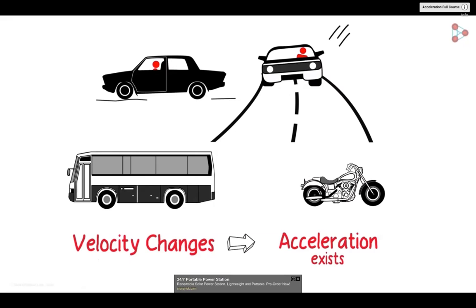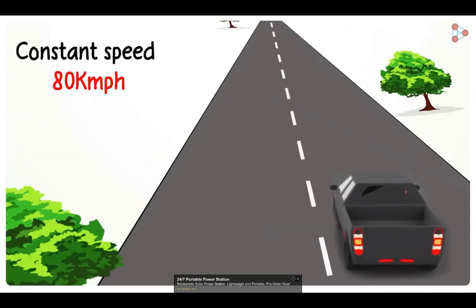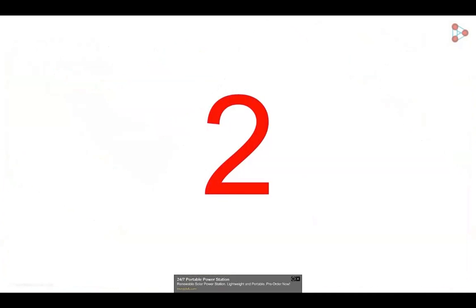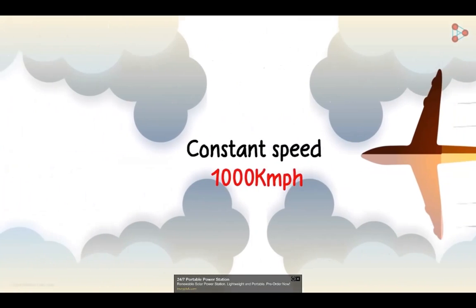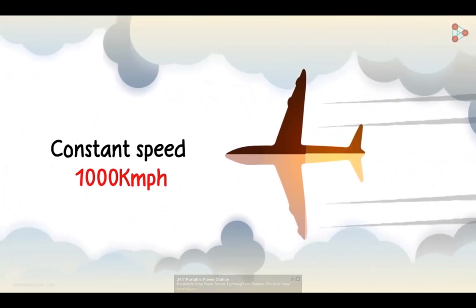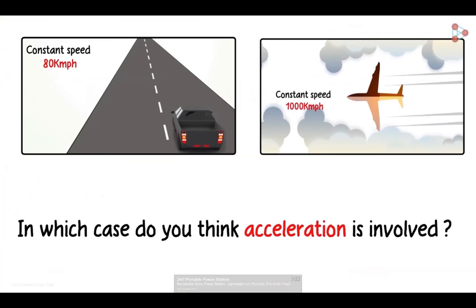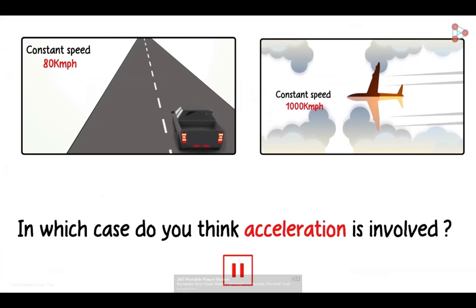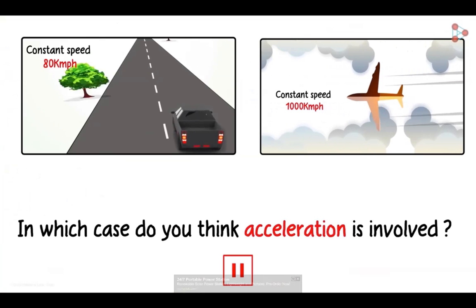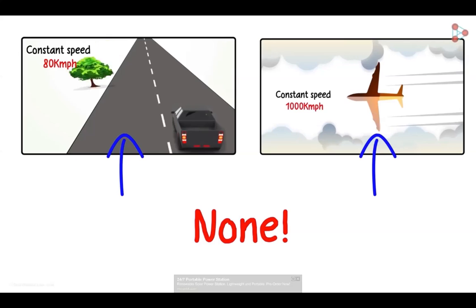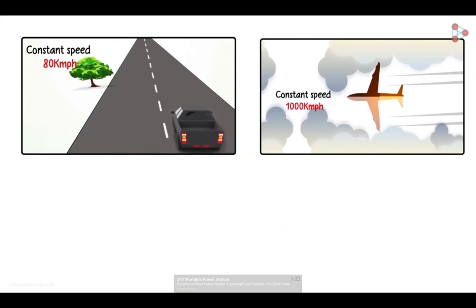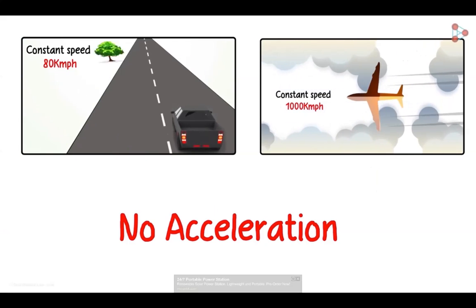I still haven't defined what acceleration is. I just told you that when velocity changes, there will be acceleration. Okay, let me give you 2 examples. In the first one, a car is traveling in a straight line at a constant speed of 80 kilometers an hour. And in the second one, a plane is traveling in a straight line at a constant speed of 1000 kilometers an hour. In which case do you think acceleration is involved? None. In both cases, the velocity is not changing at all. Hence, there will be no acceleration in either of the cases.